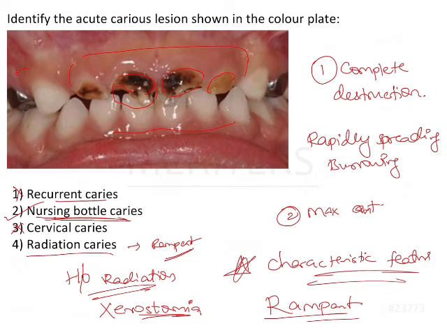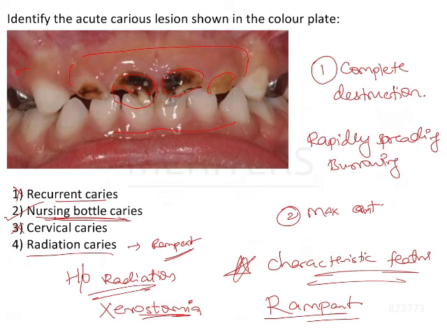Radiation caries is also a type of caries which involves the cuspal edges, the incisal edges, etc. And once it is initiated, it is also very rapidly spreading and burrowing type, which can cause the destruction of the entire crown. And it is not specific to any particular area, like how in nursing bottle caries, the maxillary anterior teeth being involved is a characteristic feature. That is not the case for radiation caries. Radiation caries can start from anywhere and it can spread quite rapidly to the other areas of the mouth.